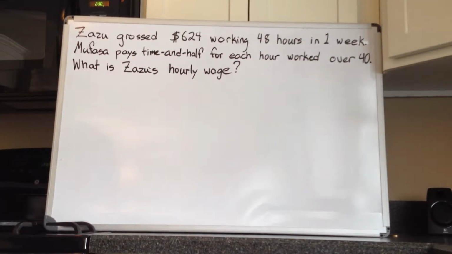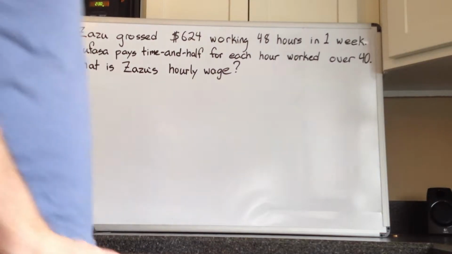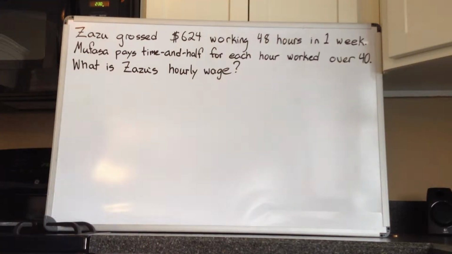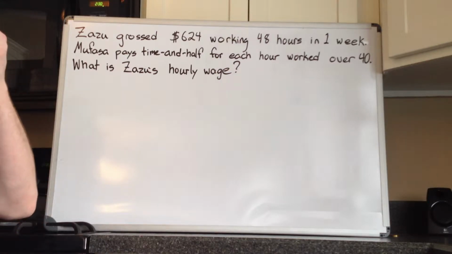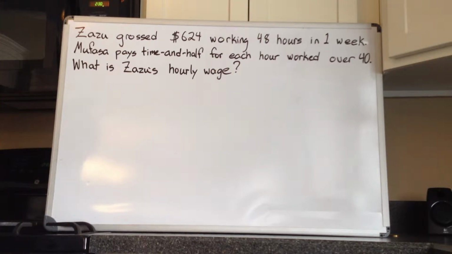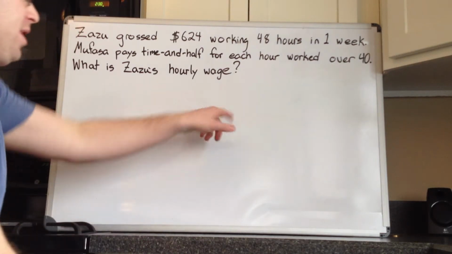Zazu grossed $624 working 48 hours in 1 week. Mufasa pays time and a half for each hour worked over 40. So what is Zazu's hourly wage? The first thing we need to do is pull out what we know out of this problem. So I'm going to write that stuff over here.